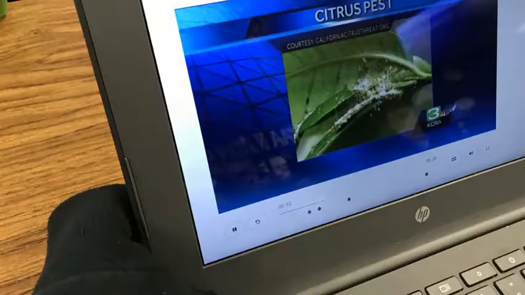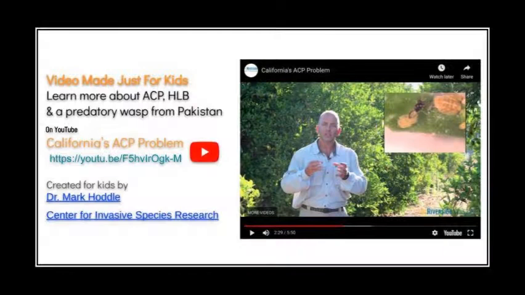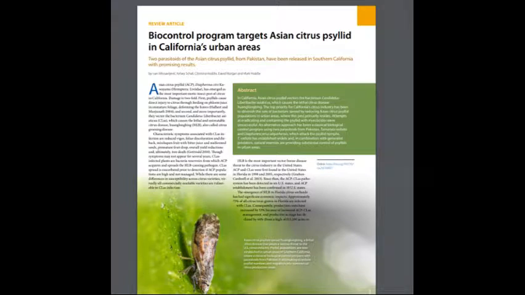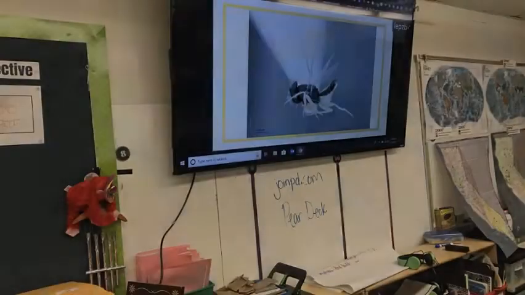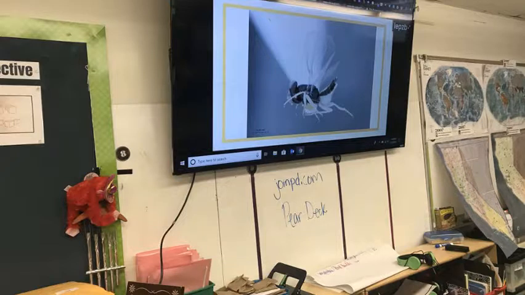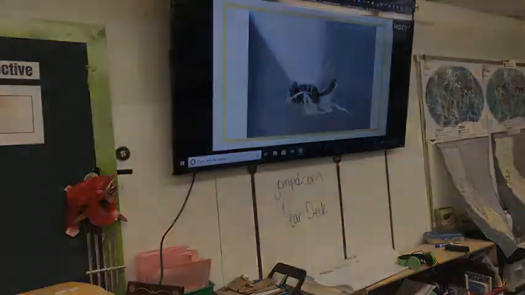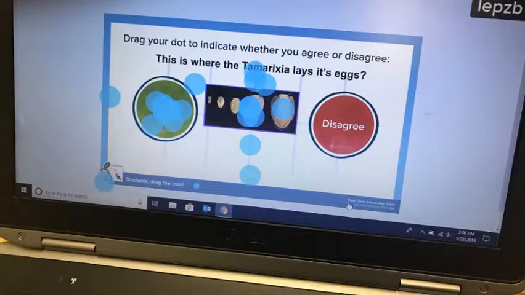In our next lesson, we learned how Dr. Mark Hoddle, an entomologist from UC Riverside, went in search of a natural enemy for a biological control program. Since Pakistan is a location where the psyllid is native, the Tamarixia radiata was discovered in the Punjab region there. This parasitic wasp lays its eggs on the nymph stage of the Asian citrus psyllid. The nymph dies, and we have one less Asian citrus psyllid in the world.